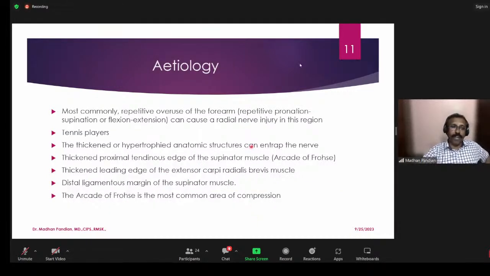So what is the etiology here? What are the factors which can cause it? Mostly repetitive overuse of the forearm, either flexion extension or supination pronation, which can cause a radial nerve injury at different levels. It can commonly occur in tennis players.